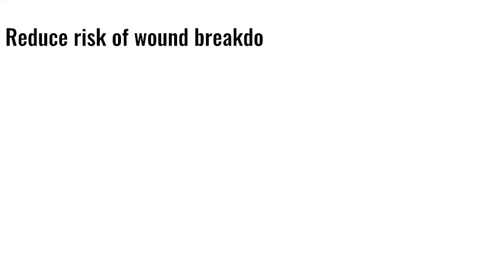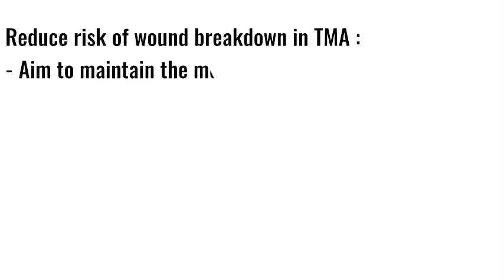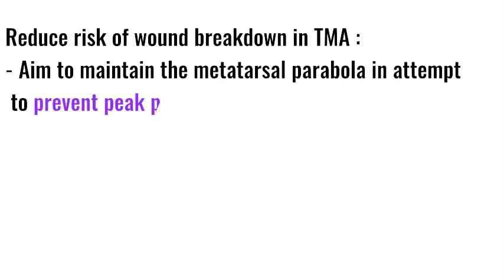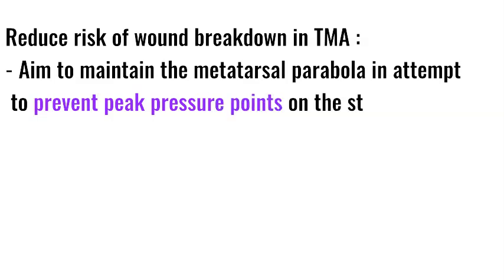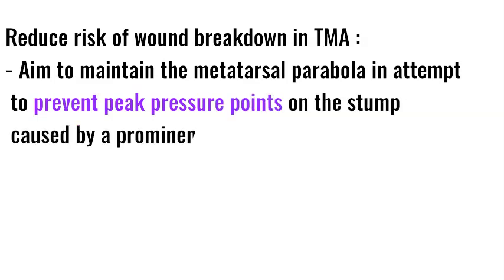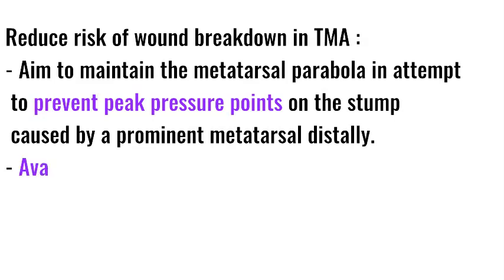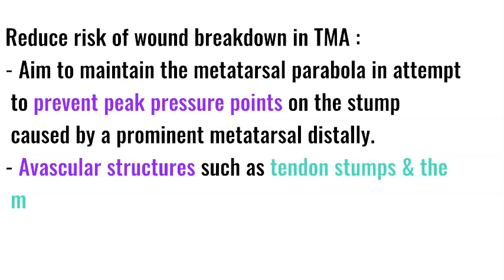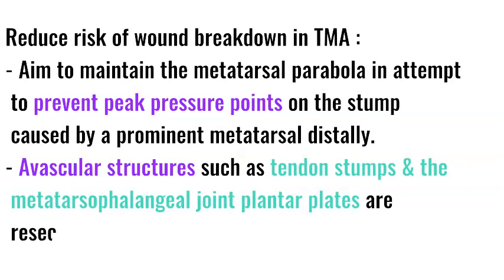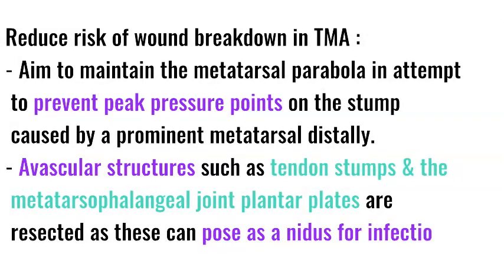Again, to reduce the risk of wound breakdown in transmetatarsal amputation, the aim is to maintain the metatarsal parabola in attempt to prevent peak pressure points on the stump caused by a prominent metatarsal distally. Avascular structures such as tendon stump and the metatarsophalangeal joint plantar plates are resected as this can pose as a nidus for infection.